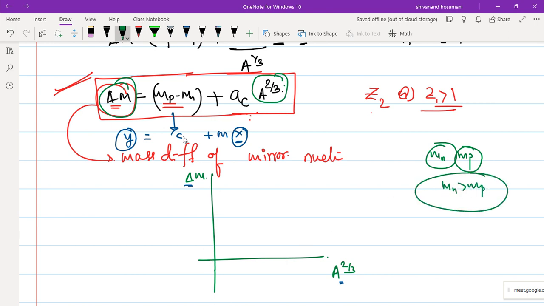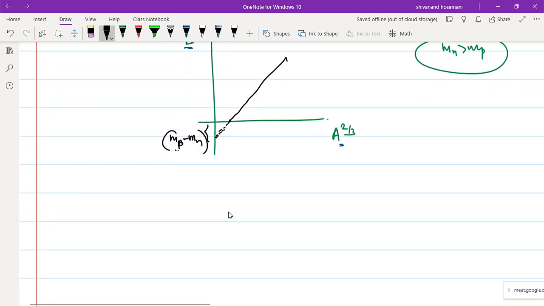Little bit, not much. Therefore, the graph comes like this: it is a straight line. This is a straight line only, but just the intercept comes. That intercept is now defined as here like this. So this intercept is nothing but Mn minus MP, sorry, MP minus M. Correct? So this is the graphical mass difference of the mirror nuclei versus mass number.